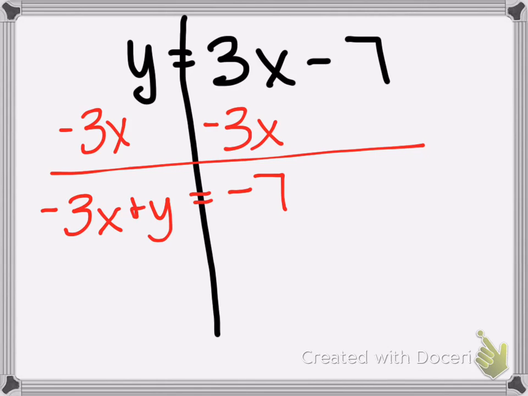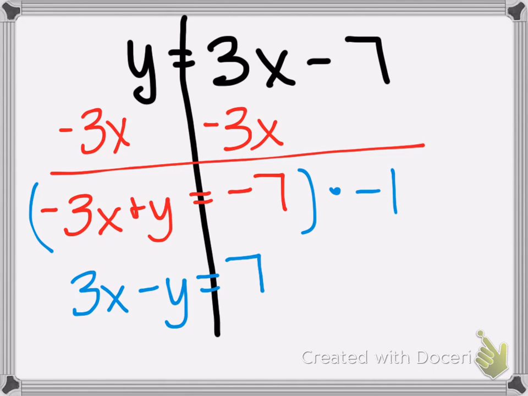Now, in standard form, our negative 3 should actually be positive. To change that to a positive, we're going to multiply the entire equation by negative 1, and we get 3x minus y equals 7. By multiplying by negative 1, we just change the sign on the front of each of those terms.